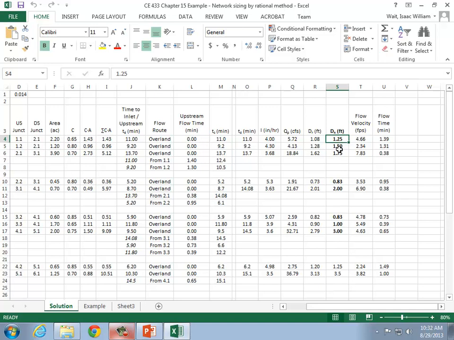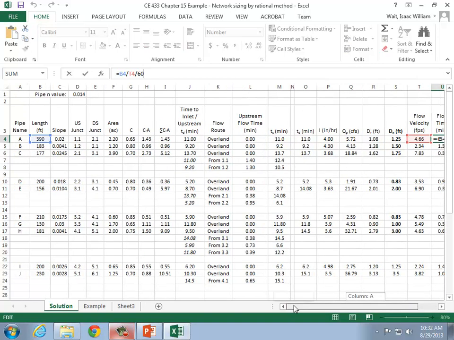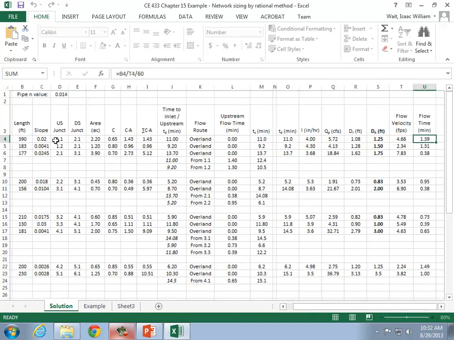In this case, 1.25 is a 15-inch pipe. And then the flow velocity, that is finding the flow rate, flow velocity, cross-sectional area. So it's V equals Q divided by A. So the area, the flow rate, Q divided by A. And then the travel time uses the flow velocity and the distance, the length of the pipe.